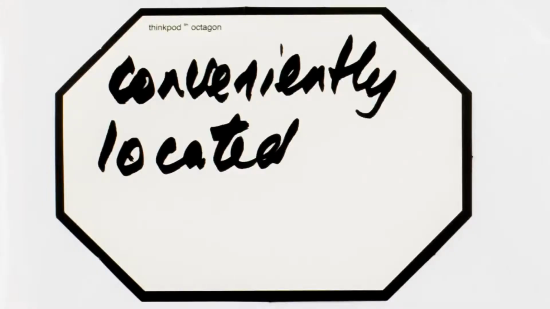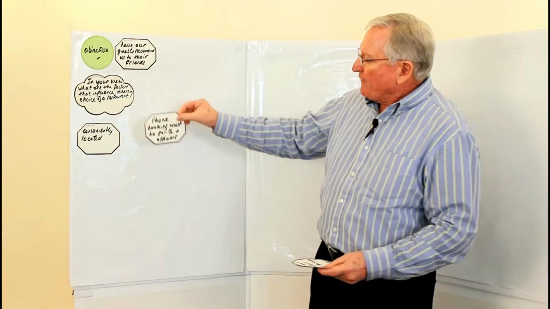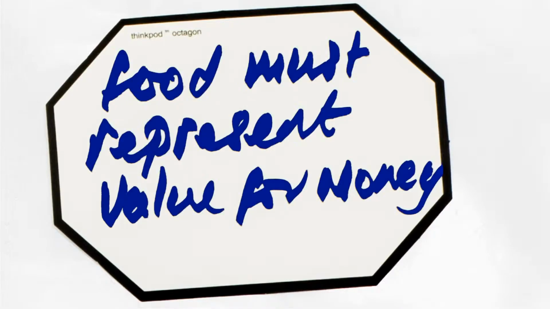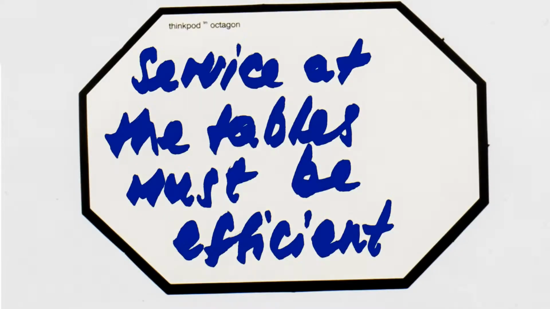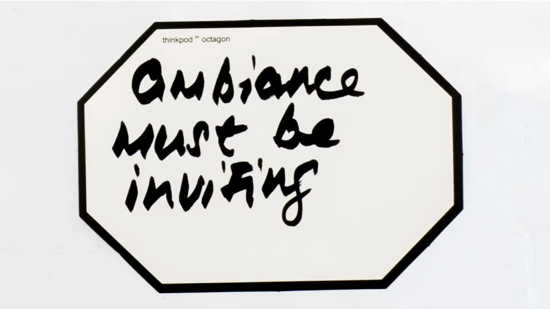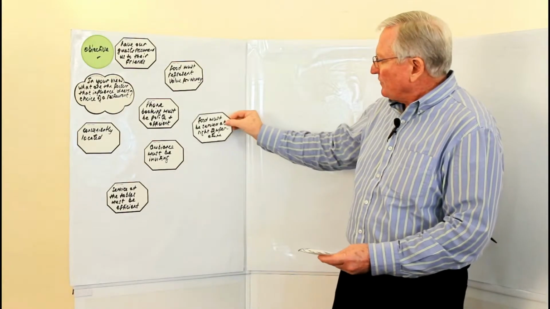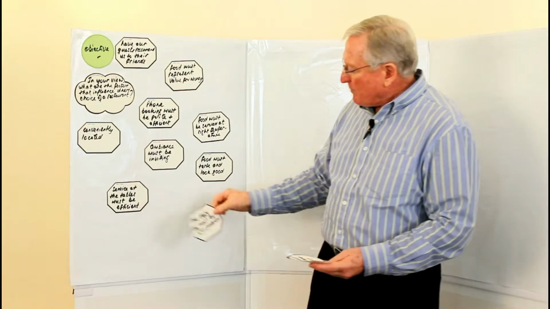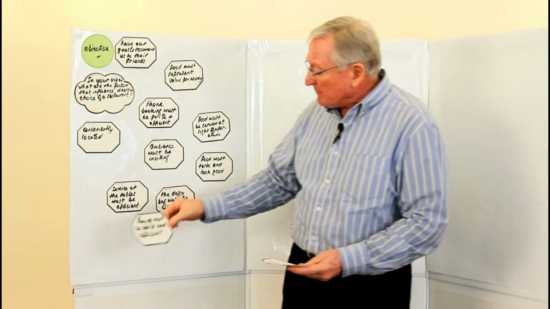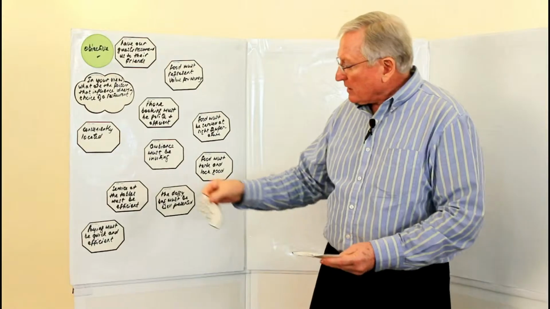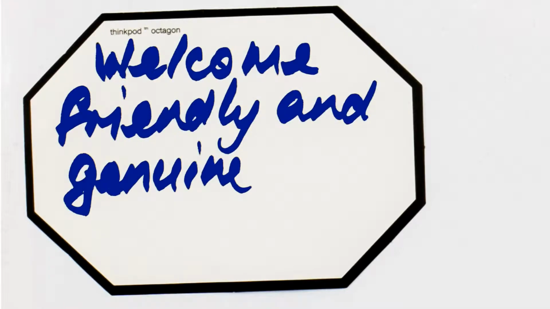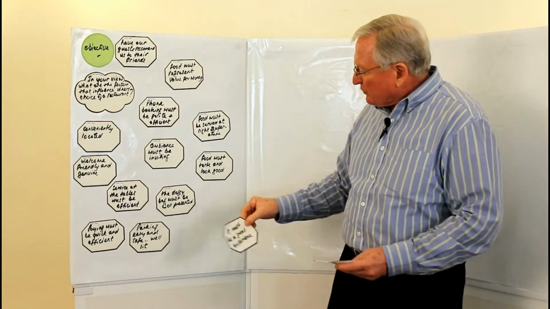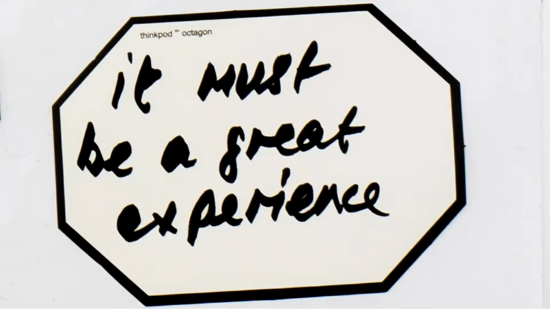And it would be, well, the restaurant's conveniently located. Phone bookings must be polite and efficient. The food must represent value for money. Service at the tables must be efficient. The ambiance must be inviting. Food must be served at the right temperature. Food must taste and must look good. The doggy bag must be well presented. Paying must be quick and efficient. The welcome needs to be friendly and genuine. The parking must be easy and safe and well lit. It must be a great experience for them to come to the restaurant.